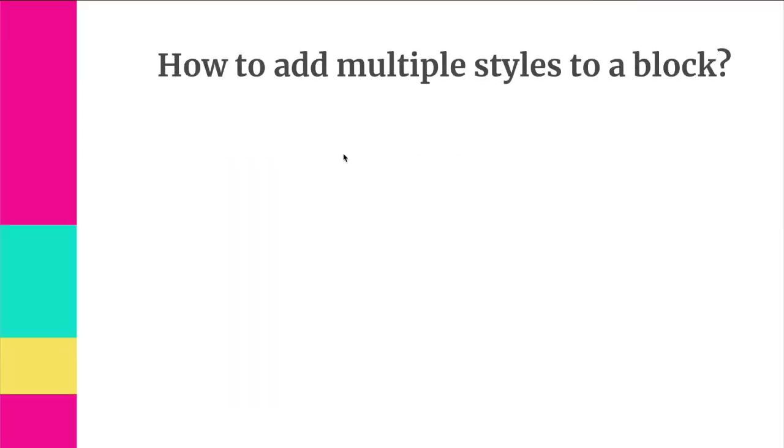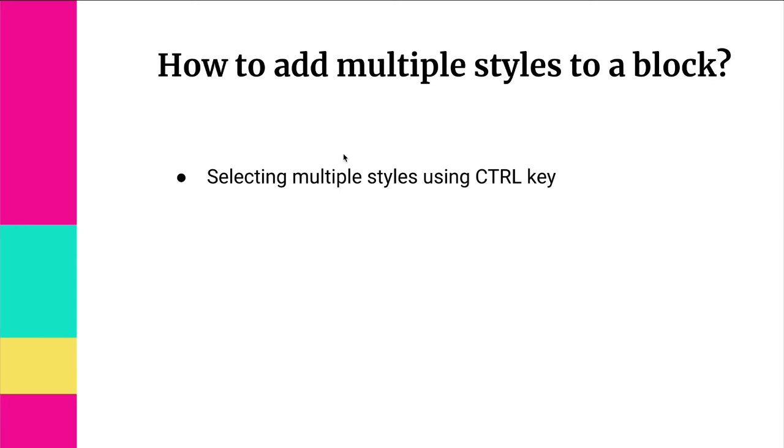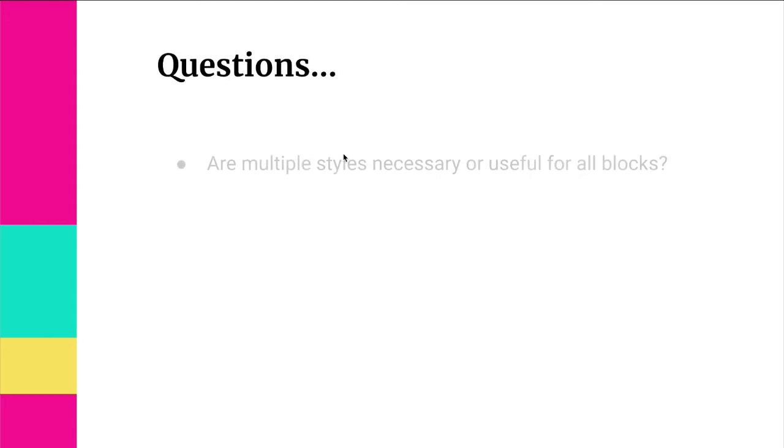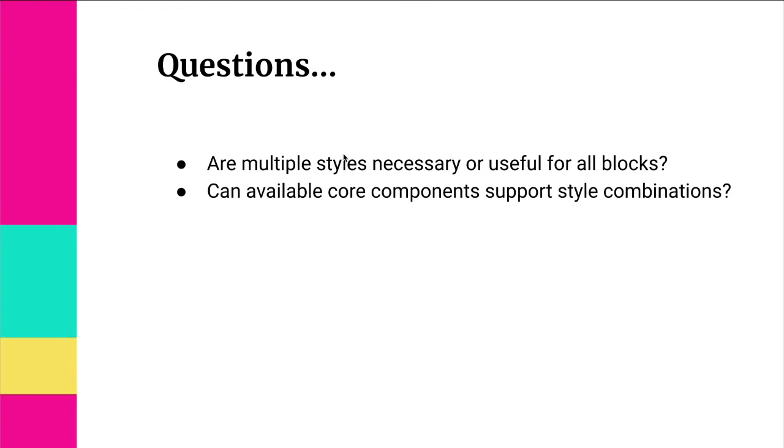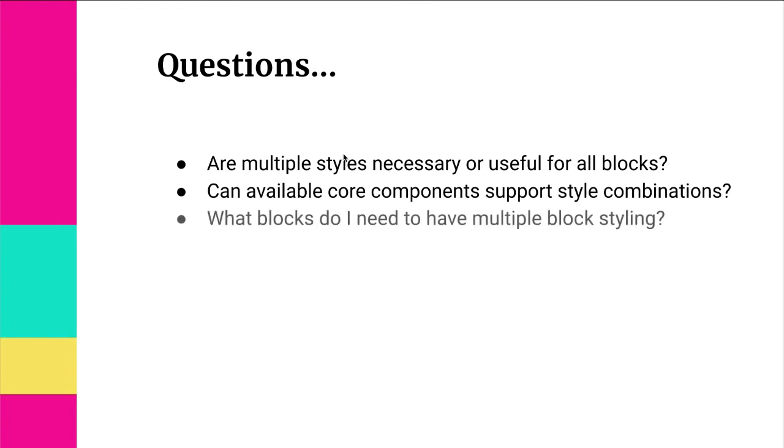In line with the first problem, the next one is how to add multiple styles to a block. This is a tricky problem because the solution I had on my mind first is to allow using Control key to select multiple styling, or use multiple class names, which led me to these questions. Are multiple styles necessary or useful for all blocks? Can available core components support style combinations? What blocks do I need to have multiple block styling?